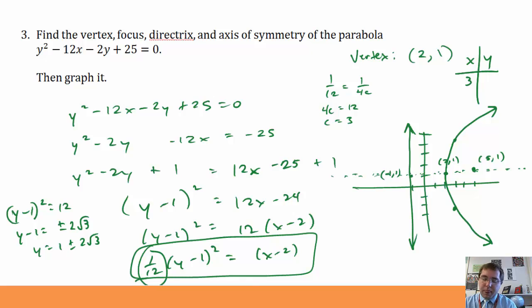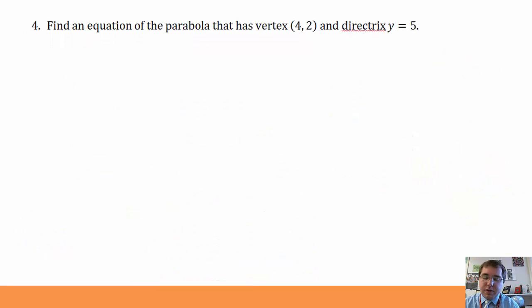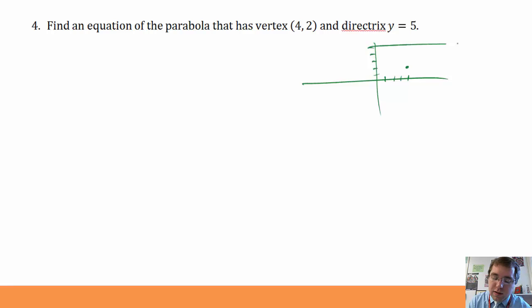There's still symmetry. Find an equation of the parabola that has vertex 4, 2 and directrix y equals 5. Okay? So I'll just make a quick sketch to get a sense of where this is and what direction it's opening and all of that. So vertex of 4, 2 would be there. Directrix y equals 5 is this horizontal line. If the directrix is above the vertex, then the focus must be below the vertex. What's that distance from the directrix to the vertex? Well, that's at 5, and this is at 2, so that's a distance of 3. If I go down 3, I'll be down here. So my focus must be at 4, negative 1.